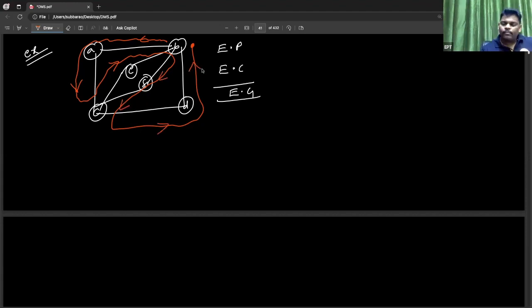Is it okay? I started from B. I came back to B. Everyone covered. It's a very easy path. Just one walk. So Euler path is possible. Euler circuit also possible. Given graph is Euler graph.